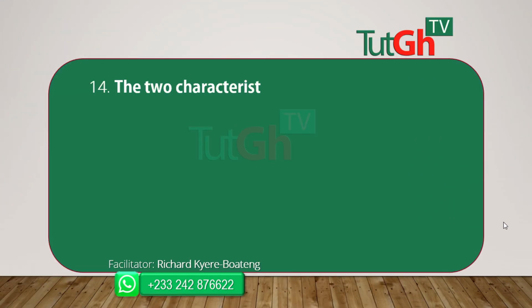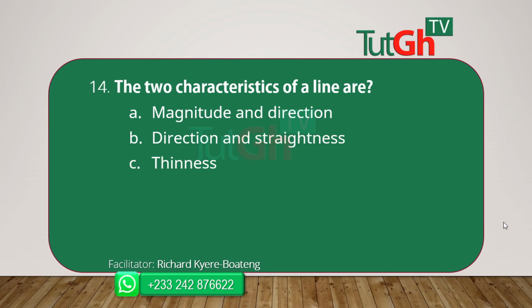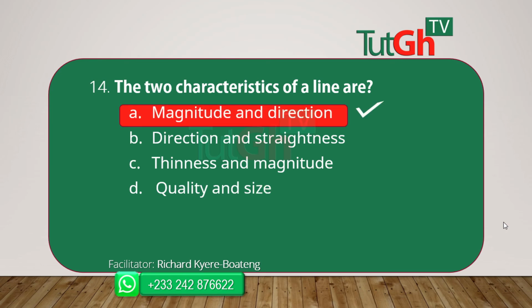14. The two characteristics of a line are A. Magnitude and direction, B. Direction and straightness, C. Thickness and magnitude, D. Quality and size. And the answer is A. Magnitude and direction.